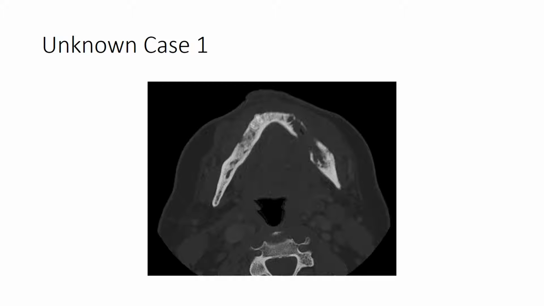This is unknown case 1. This was a 60-year-old man with a history of Langerhans cell histiocytosis and persistent jaw pain. He had received bisphosphonates in the past. And you can see that this mandible is grossly abnormal. It's kind of diffusely sclerotic. You can't really see the trabecular pattern. There are areas of cortical erosion bilaterally, and there is also a recent extraction site.